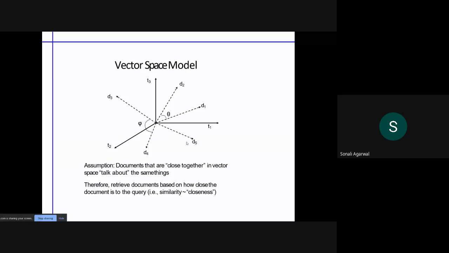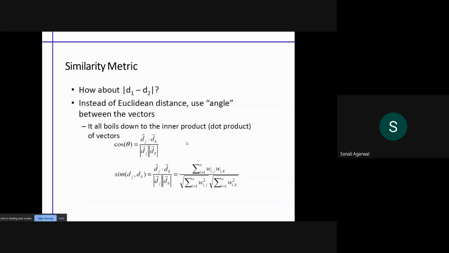So basically, there is a very established technique, that is the vector space model. We assume that documents that are closer together in vector space talk about the same thing. So therefore, the relevant documents we see in terms of their closeness, and according to the closeness, we create some kind of ranking.